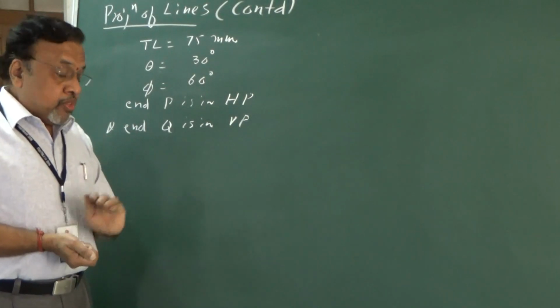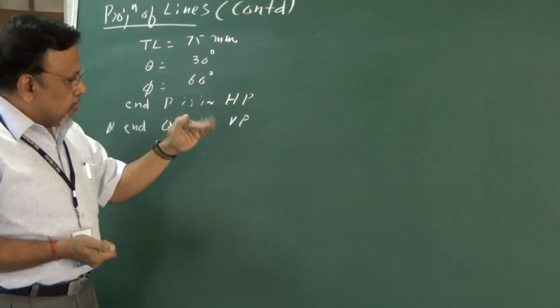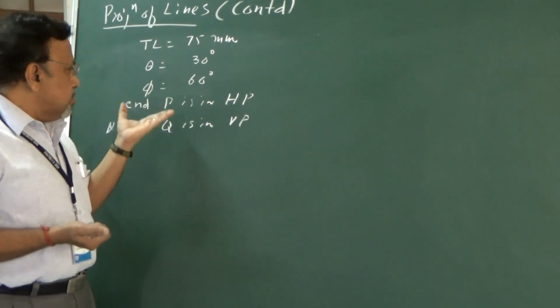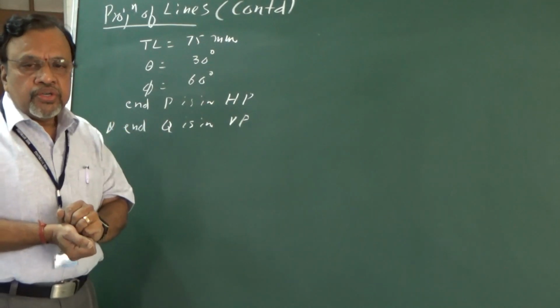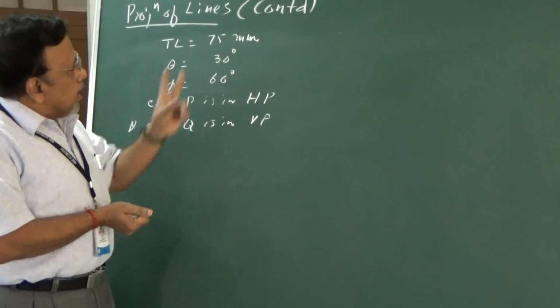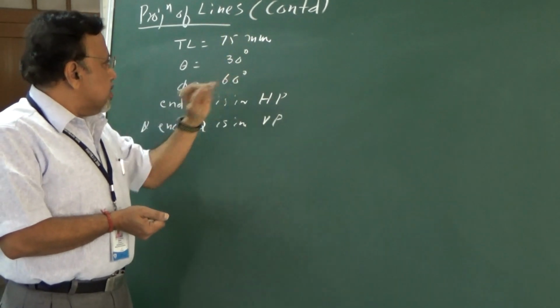So now we can see this problem is exactly similar to what we have done in the previous class, especially if I consider these ends. There I had given end A and end B. I would have given simply as end P and end Q. But you can just notice there is one difference here. What is that? Again TL 75, theta is given, phi is given.